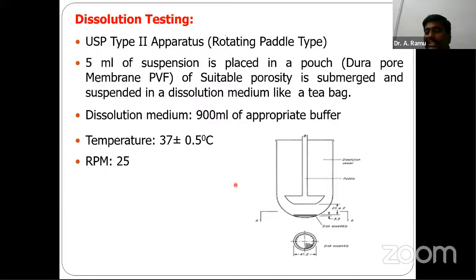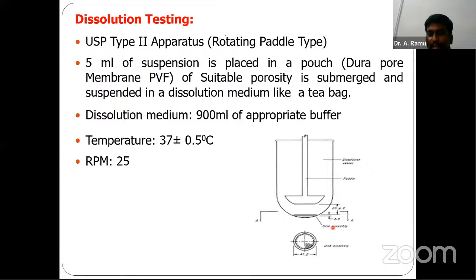After setting all these things, the external water bath has to be filled with water up to the level. The water bath has to be filled with water up to the level, and you have to switch on the heater so that it heats to 37.5 plus or minus 1 degree centigrade.